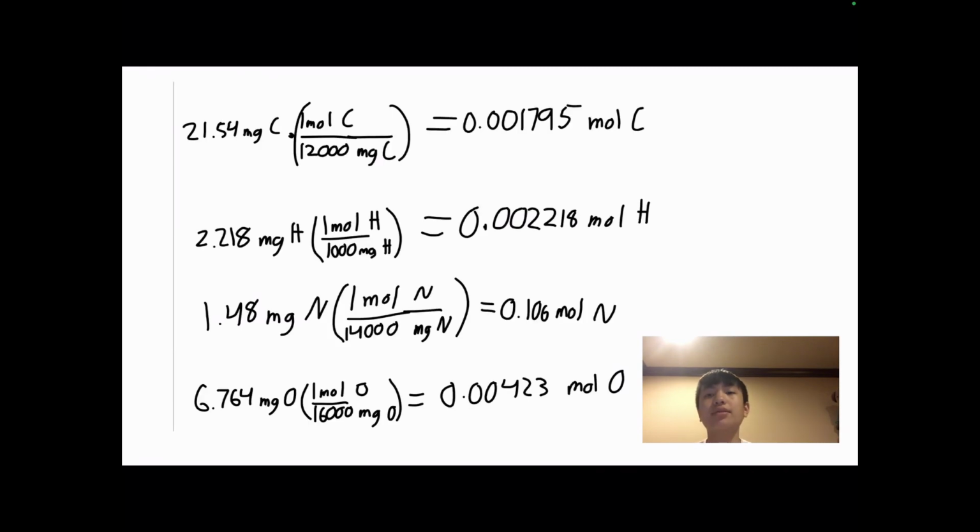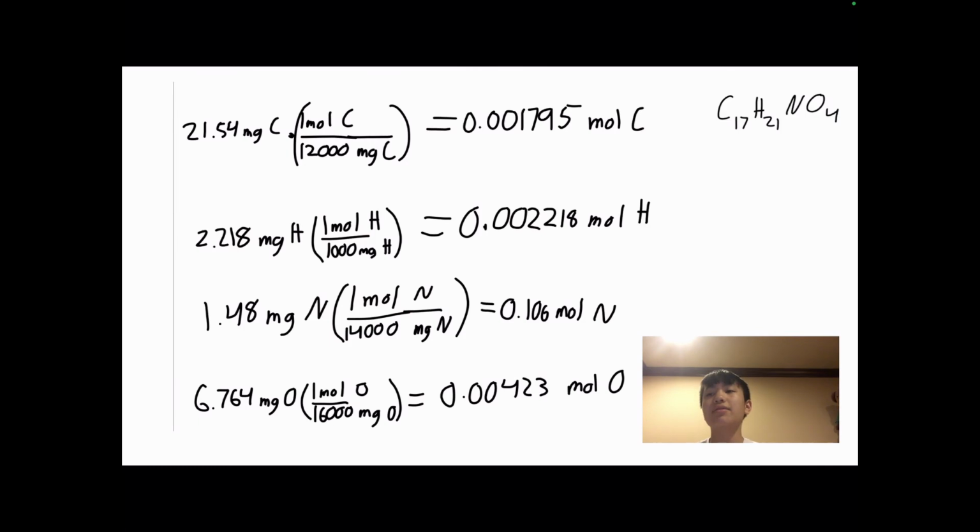Next, you need to divide all of the mass values we got on the previous page for the elements by their respective molar masses. So you do that, and you get these. Make sure to keep the units consistent. So if you're using milligrams, keep using milligrams.